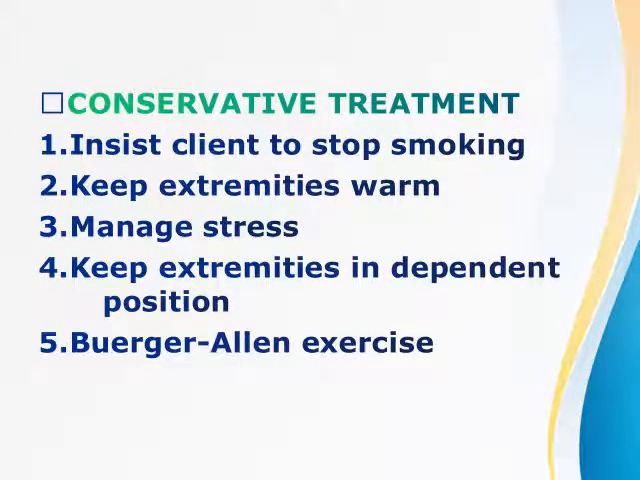Then conservative management should insist that the client stop smoking. Okay, it should be a strict smoking cessation. Keep extremities warm, remember, cold triggers. Manage stress also. Then keep extremities in a dependent position because our problem is arteries. And then you can do your Buerger-Allen exercise. So for your Buerger-Allen exercise, what's happening here is that you elevate the leg and then you lower it down. Okay, and then you put it at rest.